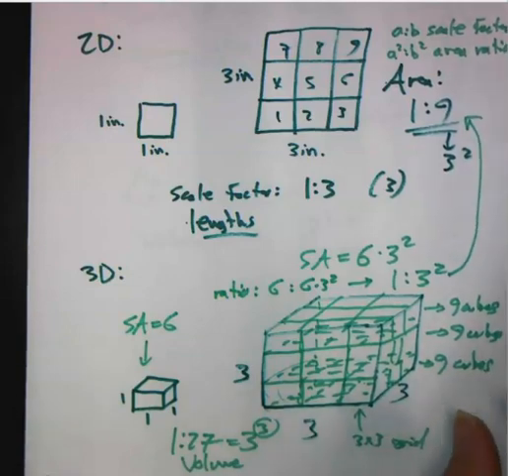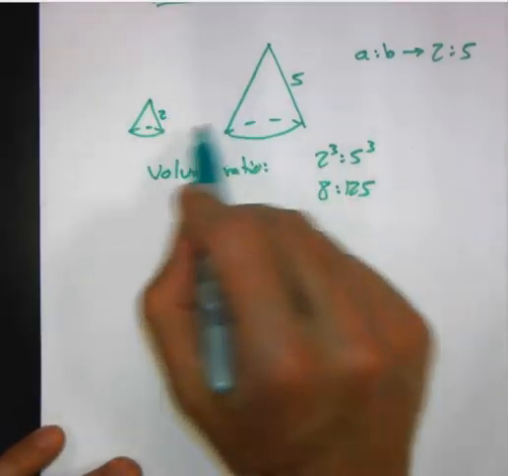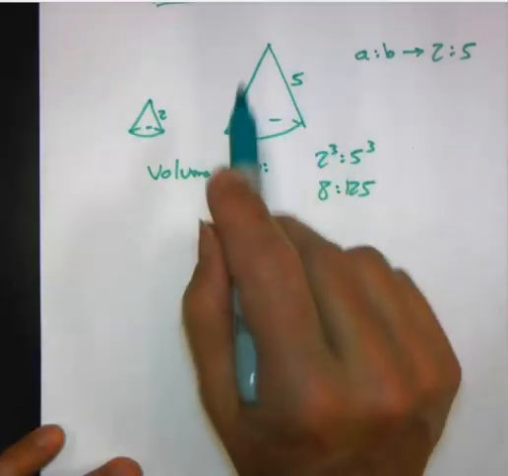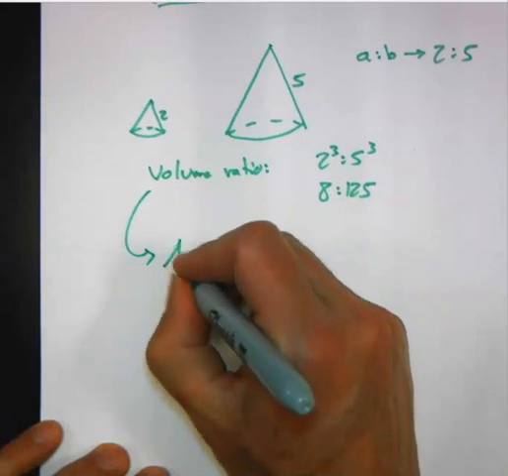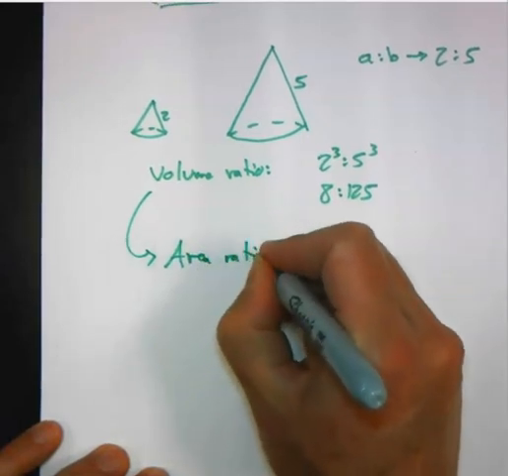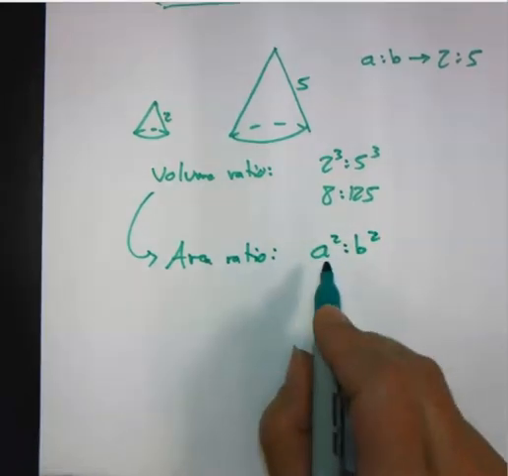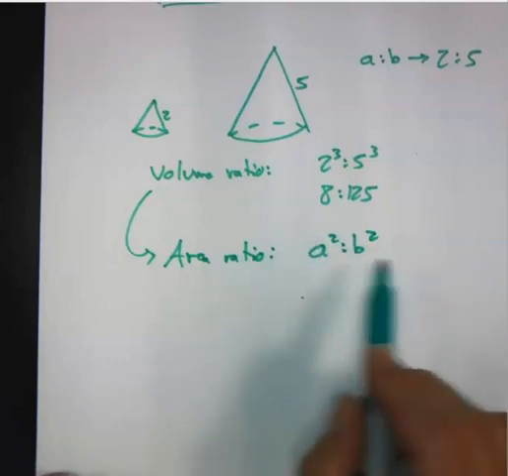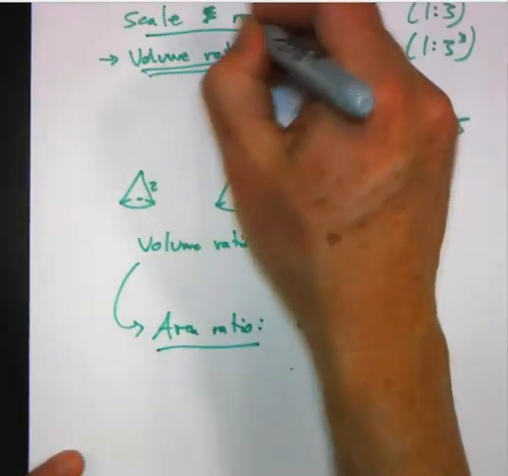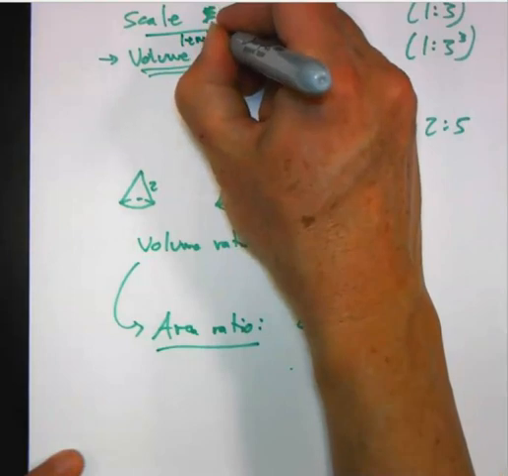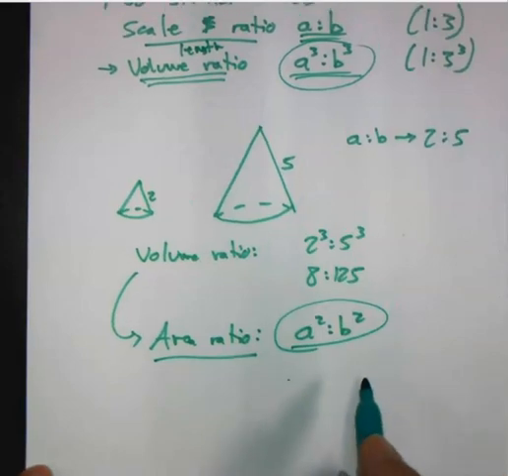And the same story is true in general. Even though I've got a 3-dimensional figure, if what I'm measuring about it is 2-dimensional, the area is fundamentally a 2-dimensional measurement, then the area ratio is just going to be A squared to B squared. Nothing new, just 2-dimensional calculations put into a 3-dimensional setting. Okay, so if I've got the scale ratio, in other words, that's about the lengths. If that's A to B, the area ratio squares it, the volume ratio cubes it.